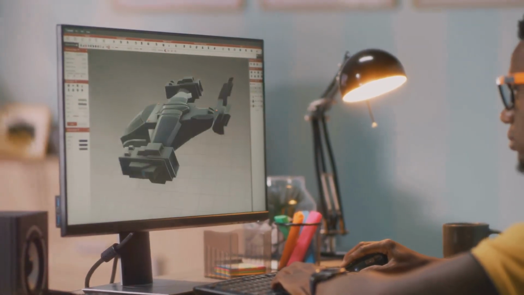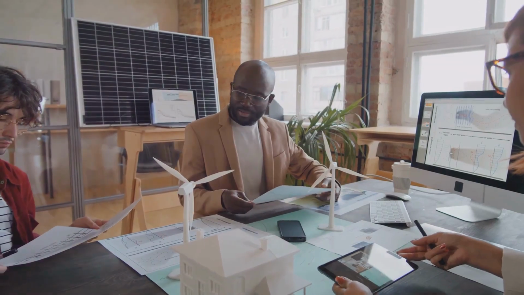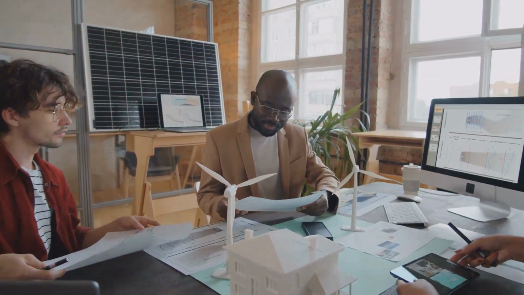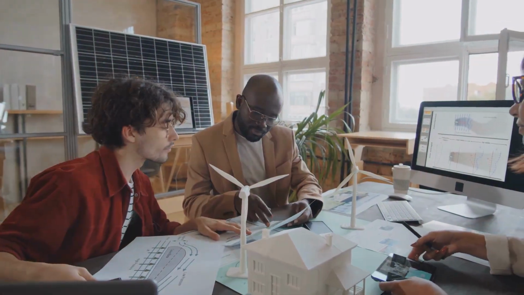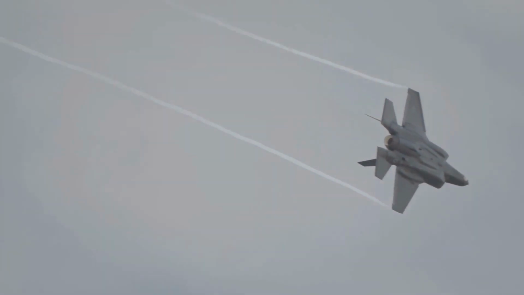CFD is an indispensable tool for pushing the boundaries of aviation innovation. It plays a pivotal role in the development of faster, more efficient, and more sustainable aircraft. The F-35 Lightning II stands as a testament to the power of CFD in shaping the future of flight.